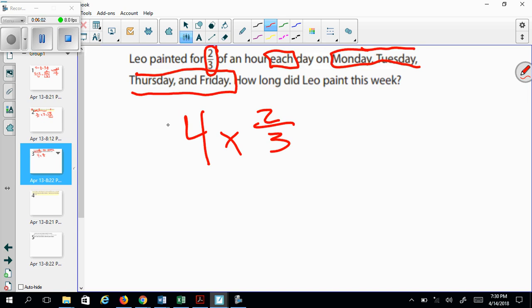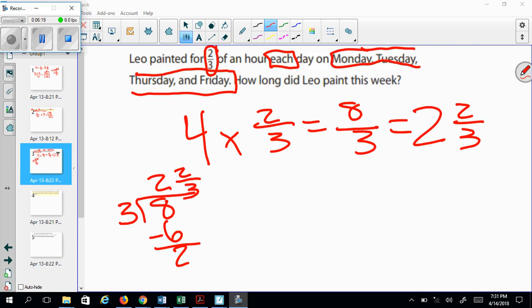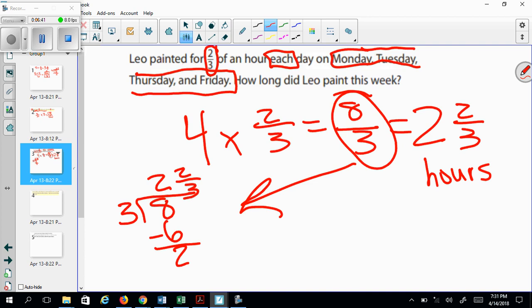Okay? So I want you to practice and then come back when you're done and see if you have the right answer. Also, if it's a fraction greater than 1, make sure you change it into a mixed number, please. Thank you. Alright, so 4 times 2/3 is 8/3, which is 2 2/3. So Leo painted for 2 2/3 hours. So if you had this answer right here, that's great, but you didn't finish. You have to make sure that you are dividing to get that mixed number, the whole number plus that fraction.